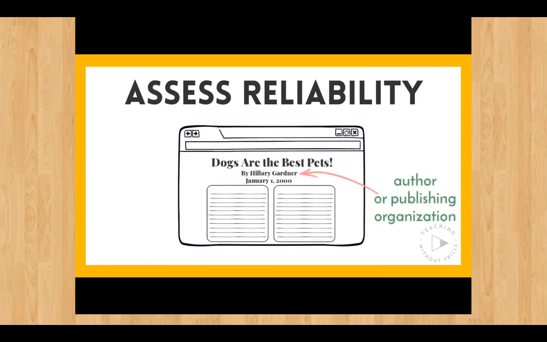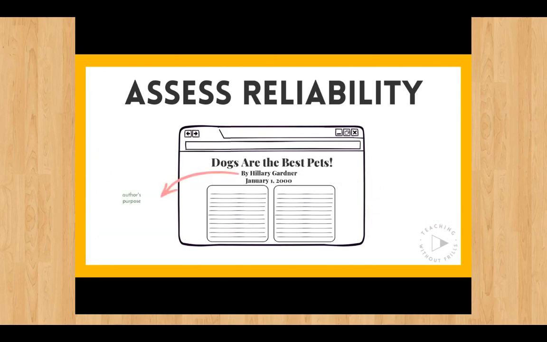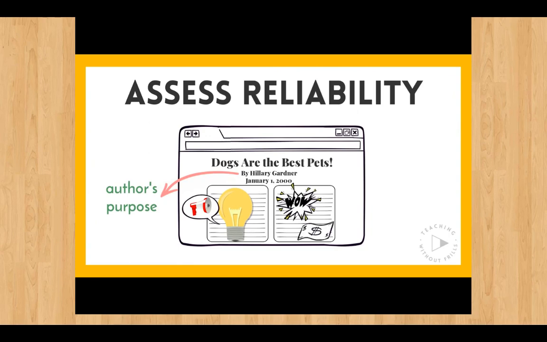First, determine the author or publishing organization. It's important that the author is an expert on the topic. Try to learn more about the author's education and experience in the field. It's also important to determine the author's purpose. Is the sole purpose to inform and educate the reader, or does the author also want to persuade, entertain, or sell something to the audience?